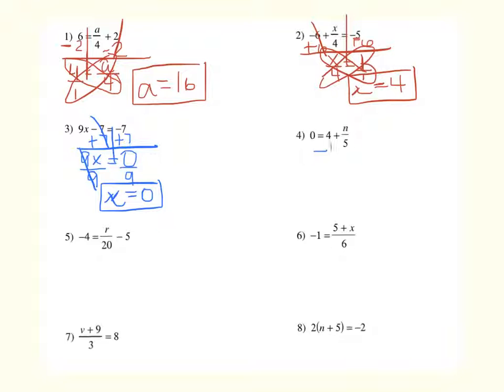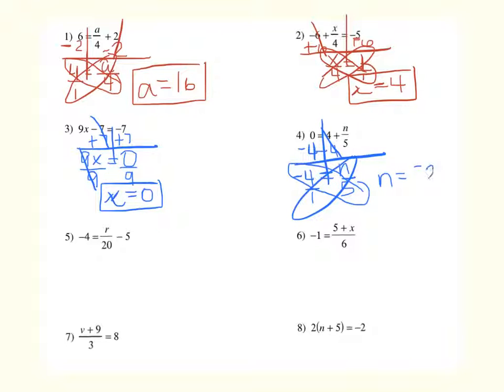Here I'm going to put my balance, subtract 4 from both sides. I get n over 5 is equal to negative 4. Or I can call it negative 4 over 1 so that I can cross multiply, giving me n is equal to negative 20. Number 5, balance, add 5 to both sides. When we do two-step equations, it's always easier to look to see if you can do addition and subtraction first.